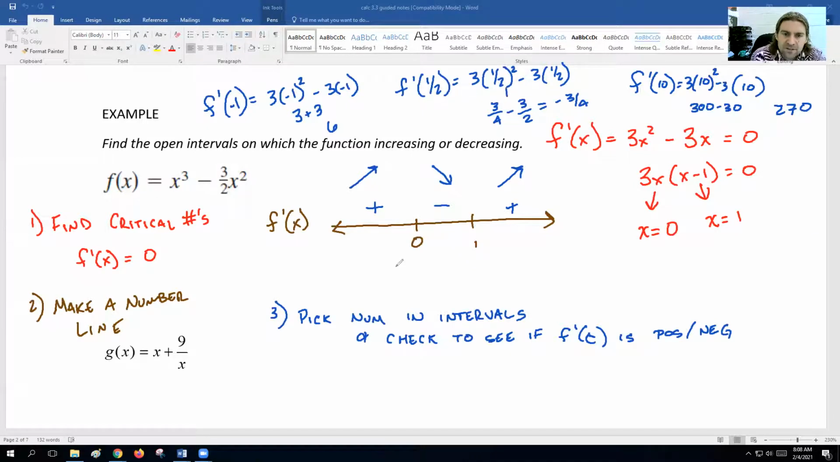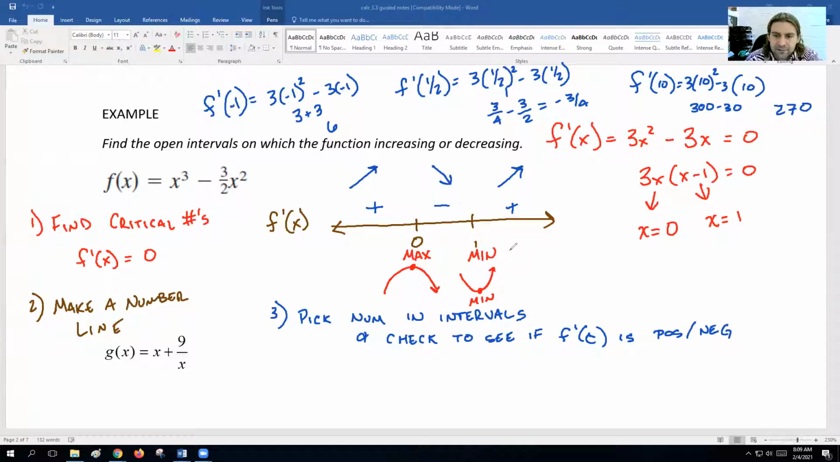Now we can make another connection here. If this graph goes up, then at 0 it switches to going down. That means right at 0, that would be a maximum point. And then at 1, if the graph was going down and at 1 it switches to going up, that would be a minimum point. So we can actually find our extrema, which are mins and maxes, just by doing the first derivative test. We're going to take a lot of time going through this, making sure we understand what all these values mean and the different things that could happen.